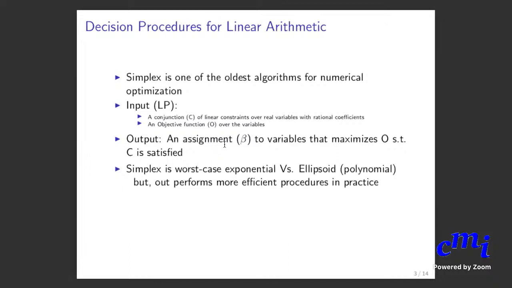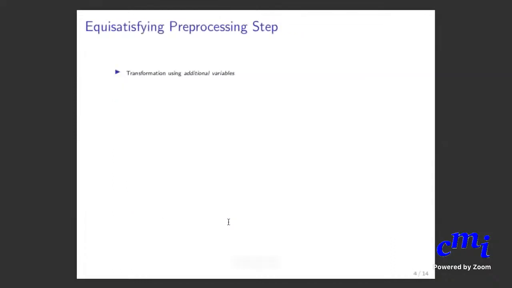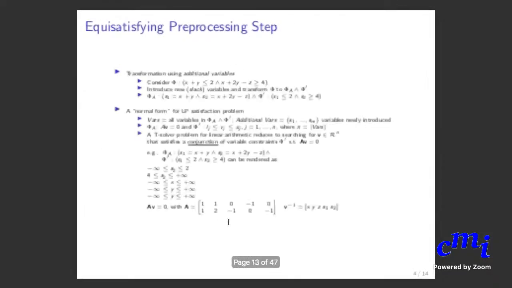There are other methods, Fourier-Motzkin and ellipsoidal methods, etc. But in practice, simplex outperforms all of them, and that's why most practical tools use only simplex algorithms. Now ignore this comment for now. How exactly that interfaces with DPLL(T) is something we can get to later on.